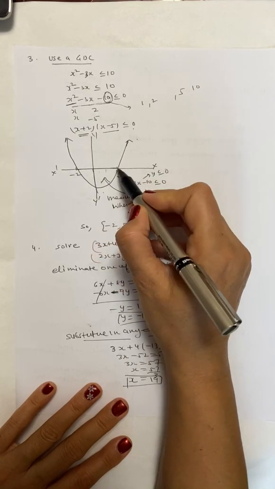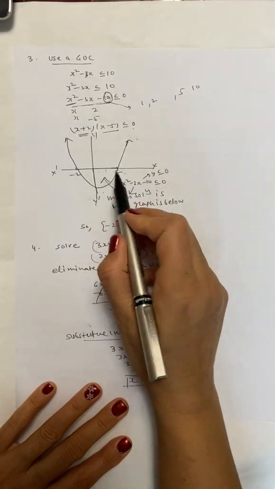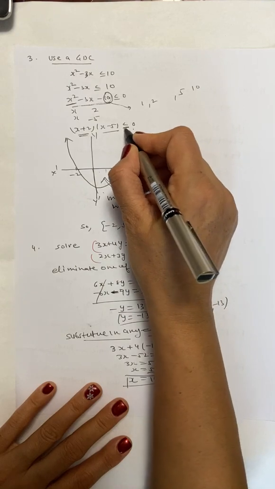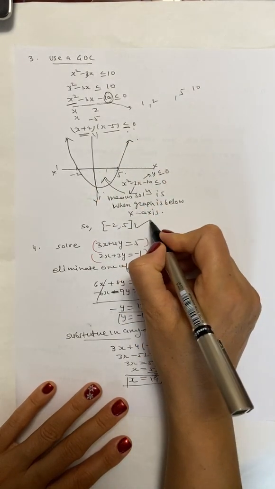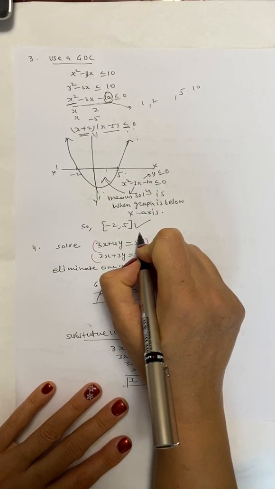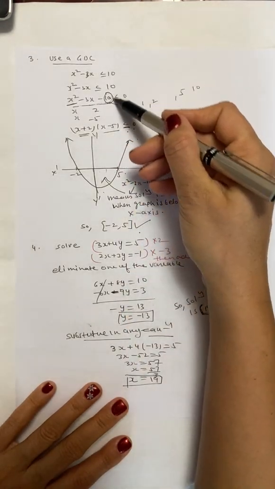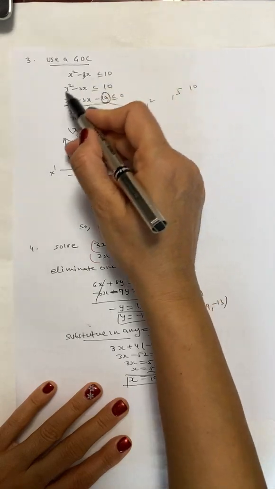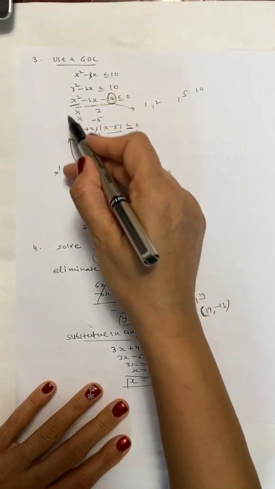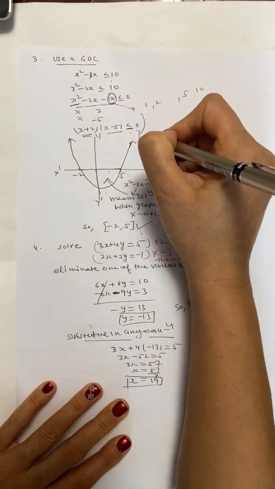So the solution is from -2 to 5, and -2 and 5 is included because here we have equal to. So that would be the solution in this case. And if you do it graphically using GDC, the steps will be the same, but you don't have to do any of this because this is more like algebraically, and then I use this to graph it.